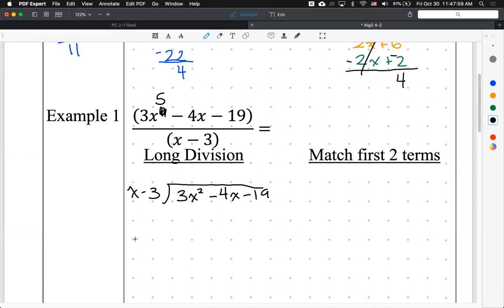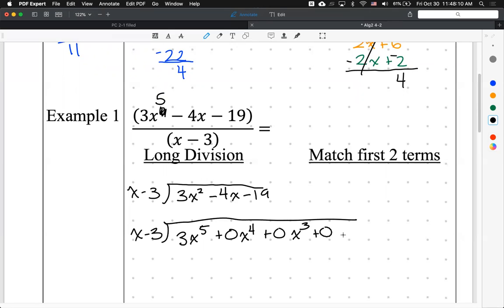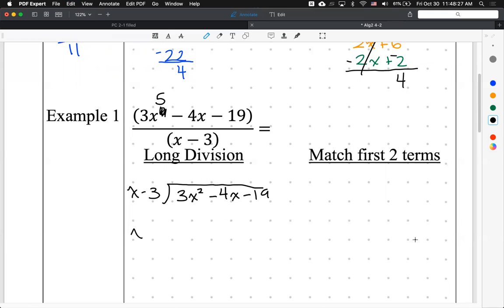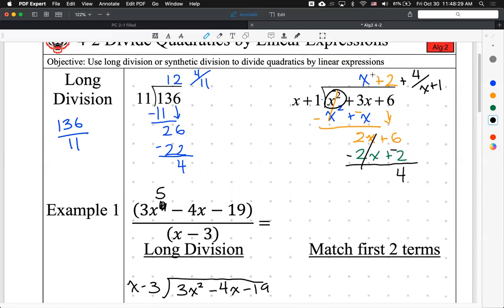If this was the new problem, it would be x minus 3 going into 3x to the power of 5 plus 0x to the power of 4 plus 0x to the power of 3 plus 0x to the power of 2 minus 4x to the power of 1, which is just 4x, minus 19. That's how the problem would look. Great question. Great what if scenario. You need to leave placeholders for every single degree. And you'll see one of those on the back. So don't worry, you will see an actual example. Okay, now it's basically this example over here on the right, top right.